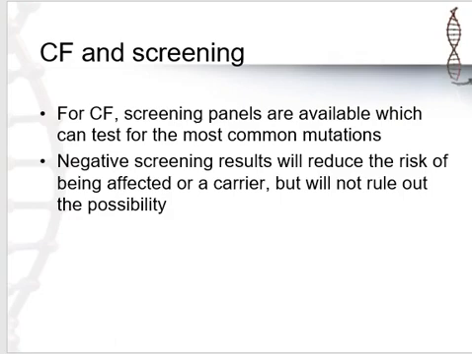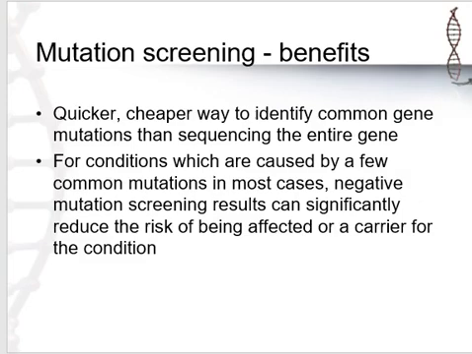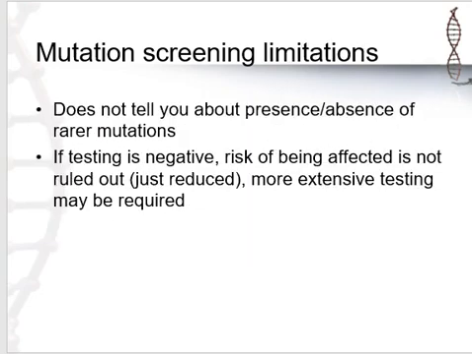Cystic fibrosis and screening. For CF, screening panels are available which can test for the most common mutations. Negative tests, though, depend on a number of factors. Mutation screening benefit. It's a quicker, cheaper way to identify common mutations than sequencing the entire gene. For conditions which are caused by a few common mutations, negative mutation screening can result in a significant decreased risk. However, as stated in the earlier slide, it depends on the ethnic background.